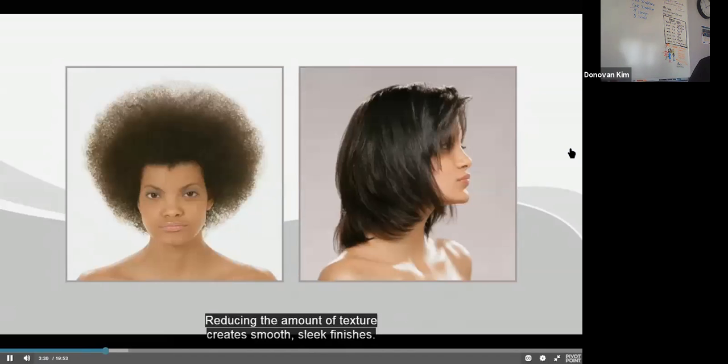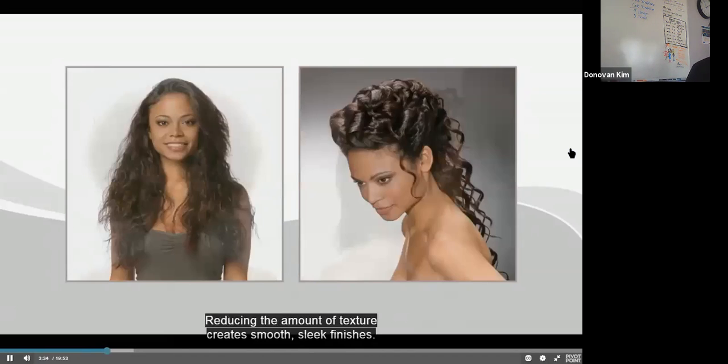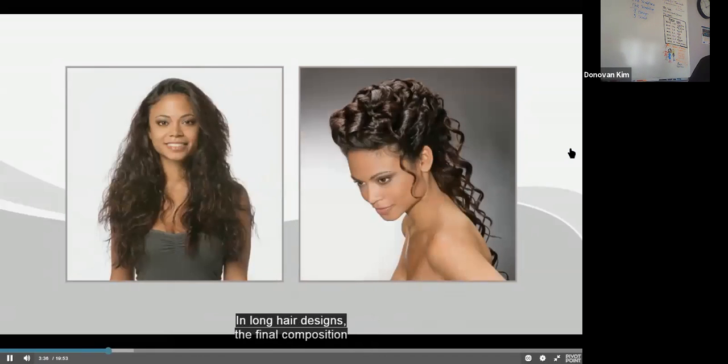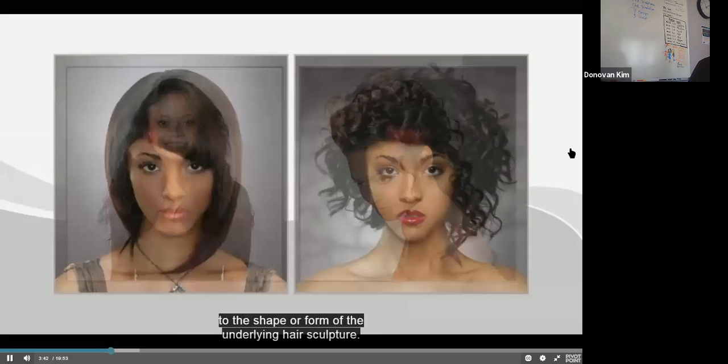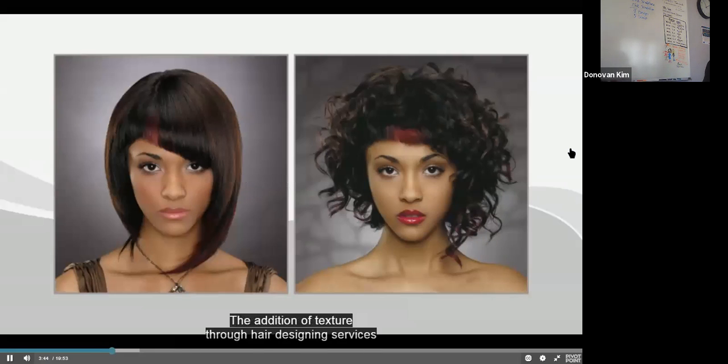Reducing the amount of texture creates smooth, sleek finishes. In long hair designs, the final composition may bear little or no resemblance to the shape or form of the underlying hair sculpture. The addition of texture through hair designing services alters the surface appearance of the design and can also create changes in the shape. For instance, some texture changes expand the form or change the direction of the hair.